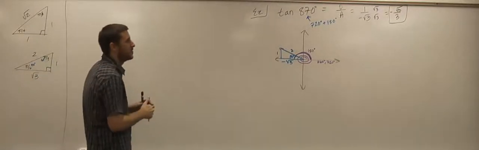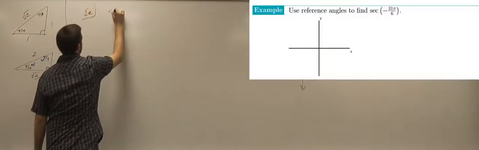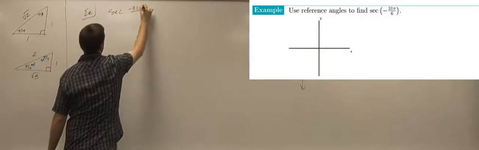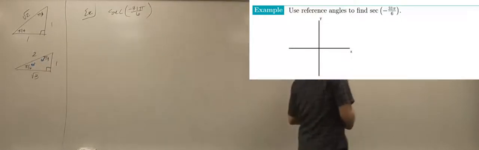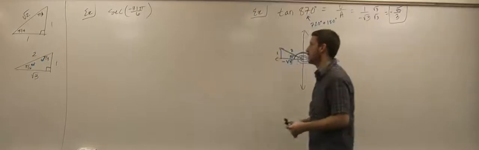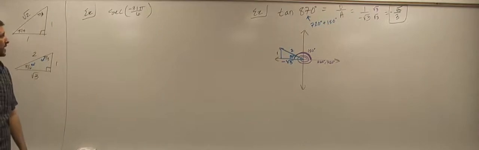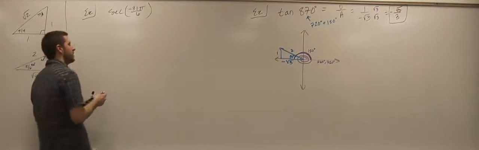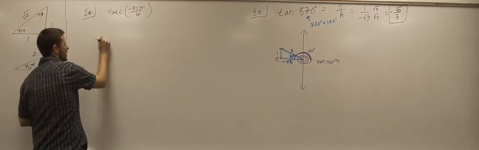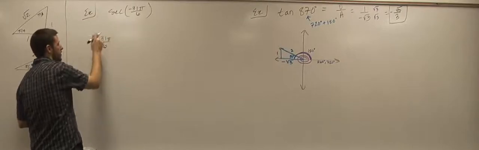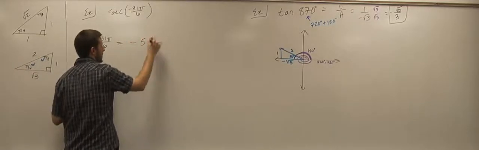So one more. Use reference angles to find secant of negative 31 pi over 6. So you got to graph it. So 31 pi over 6, I would probably convert that to a mixed number. 6 goes into 31 5 times with a remainder of 1. So this will be negative 5 and 1/6 pi.